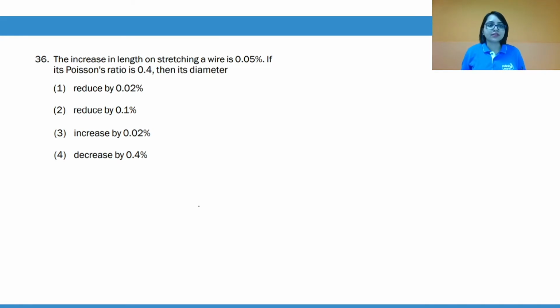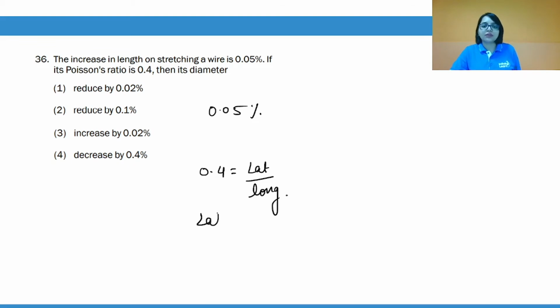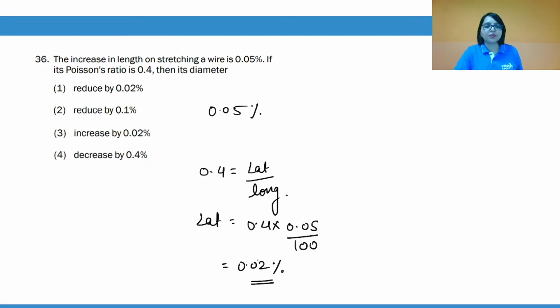Next question is question number 36. The increase in length on stretching the wire is 0.05%. If its Poisson's ratio is 0.4, then its diameter. So basically, Poisson's ratio is given by lateral strain divided by longitudinal strain, right? So 0.4 is equal to lateral strain divided by longitudinal strain. Lateral strain will be 0.4 into longitudinal strain, that is 0.05 divided by 100, right? So lateral will be 0.02%. So the change in diameter will be 0.02%. It will reduce by 0.02% because you are stretching the wire. So diameter will reduce. So the correct answer is option 1.